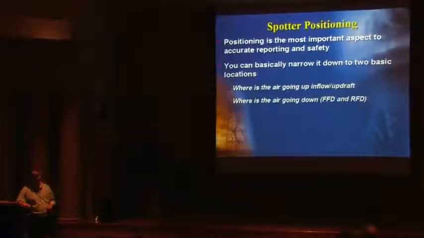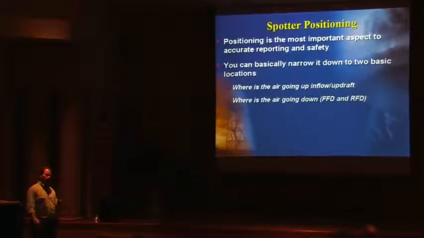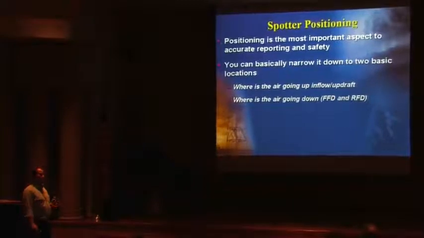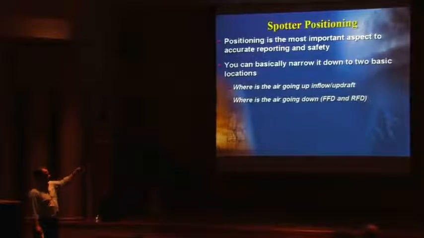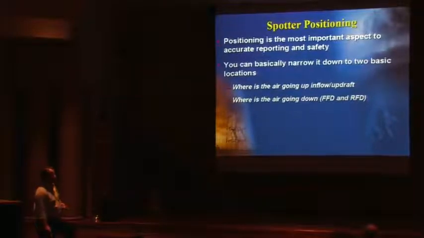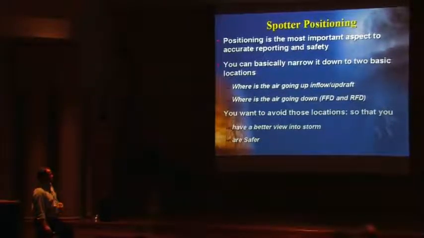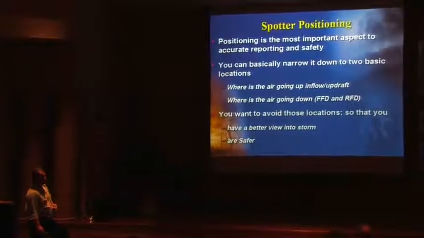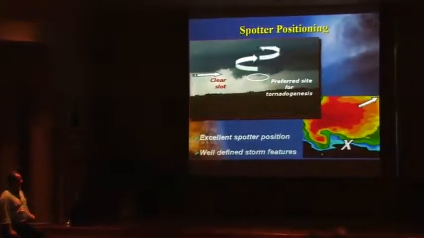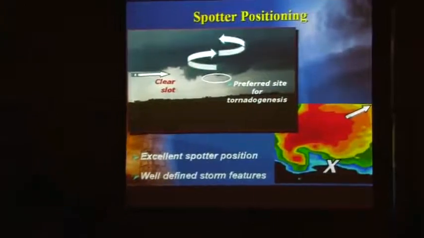If you're spotting from home, you don't have any choice. You just need to know, as that's approaching you, what part of the storm is going to reach your area, and based on that, what to anticipate. But you're looking for where the air is going up or where the air is coming down. And you want to make sure you're in the right position if you're a mobile spotter. And if you're stationary, again, it's all in how that storm crosses your path.